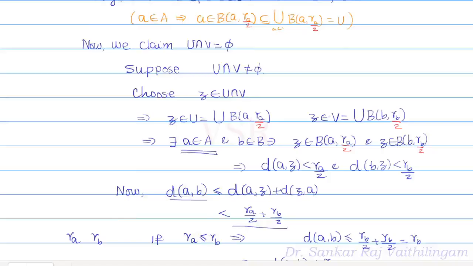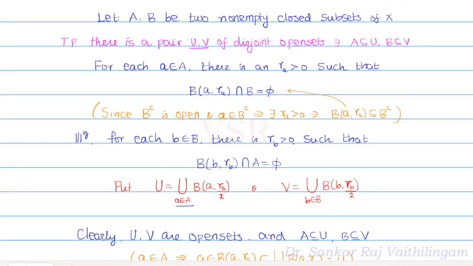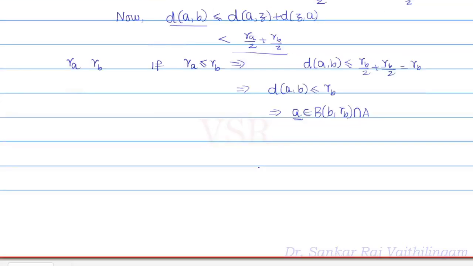But we are having this set as empty. Okay, that is, the ball with the center B, radius R suffix B, intersection A is equal to empty, we have taken. But here what have we done? We have given A belongs to it. Okay, a contradiction. This is a contradiction.